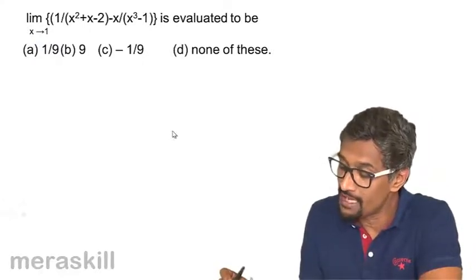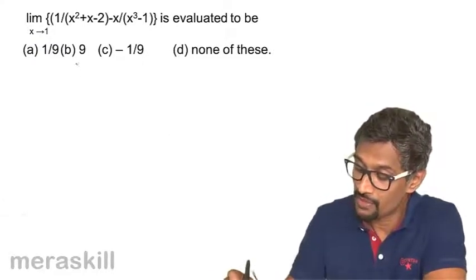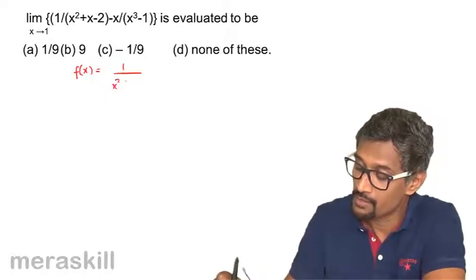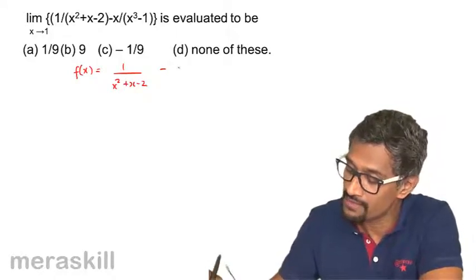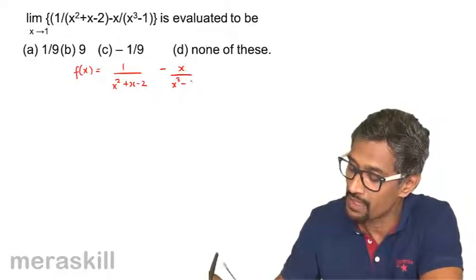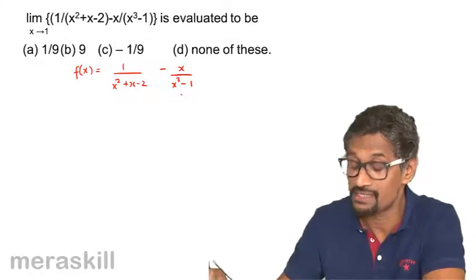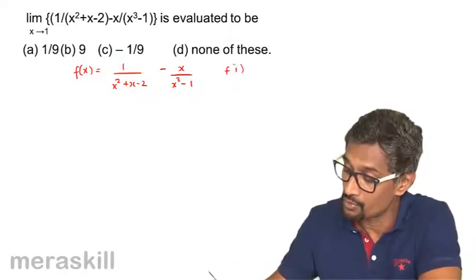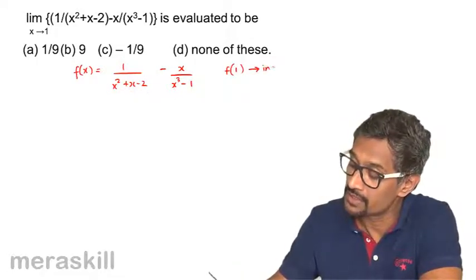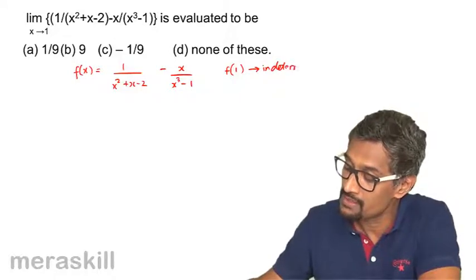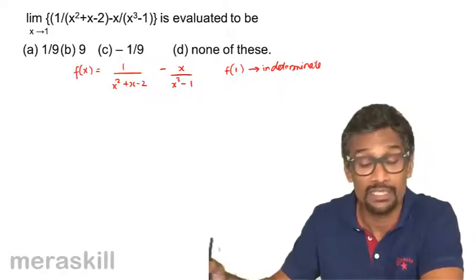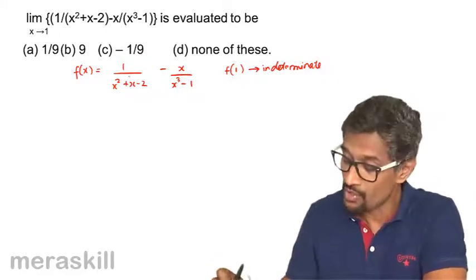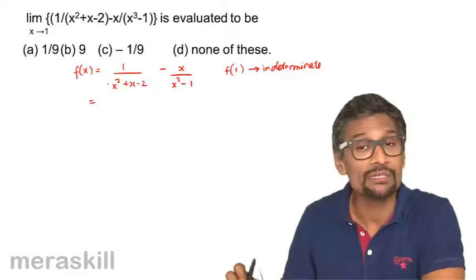Okay, now here we have a function. The function itself is 1 upon x squared plus x minus 2 minus x upon x cubed minus 1, and you've been asked to find the value of this as x approaches 1. Now if you directly do f of 1, it is indeterminate because the denominator becomes 0. Once the denominator becomes 0, the numerator can become 0, which is fine, but the denominator cannot become 0. So in such cases we need to simplify this.